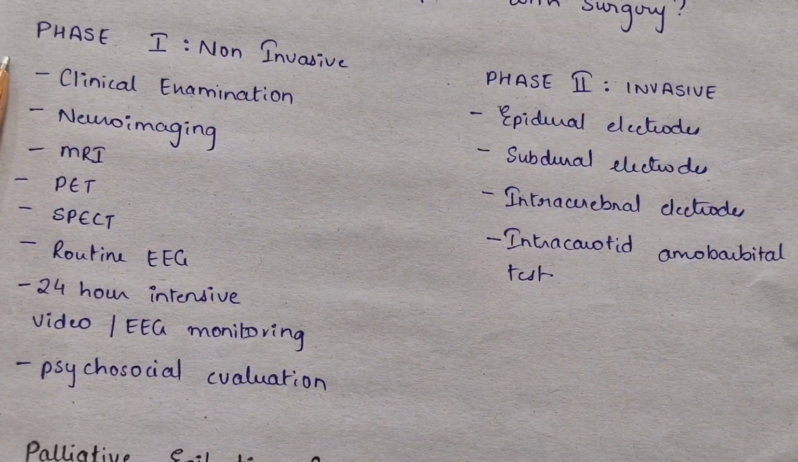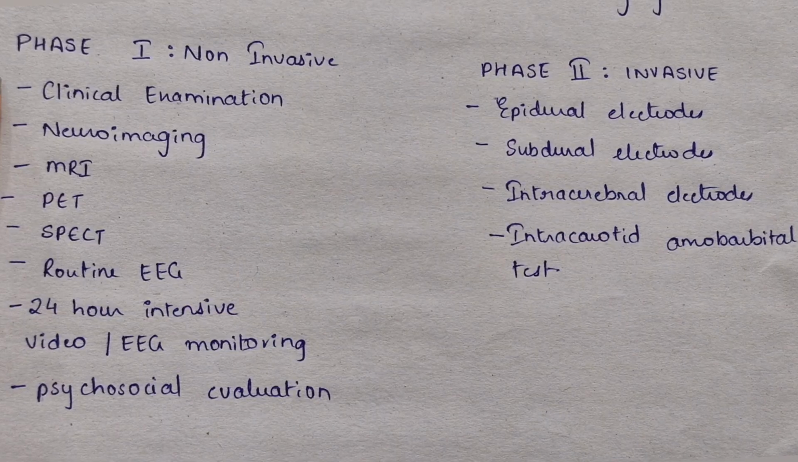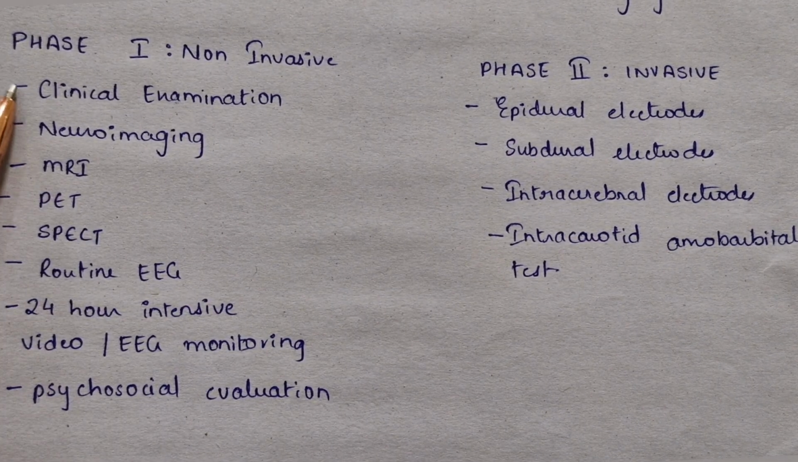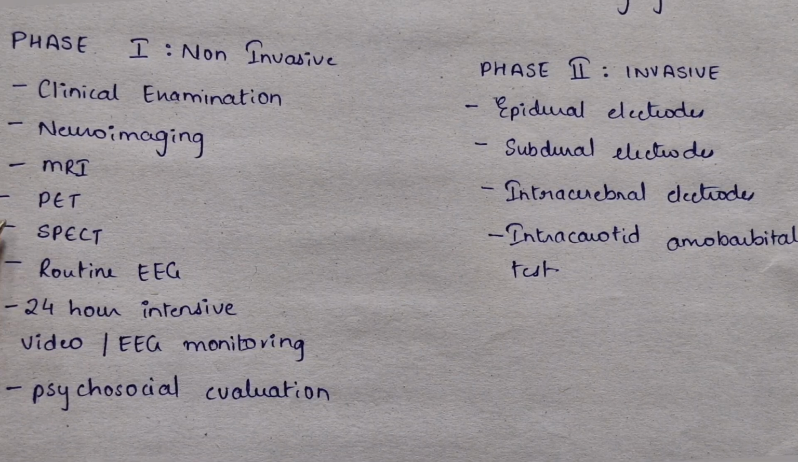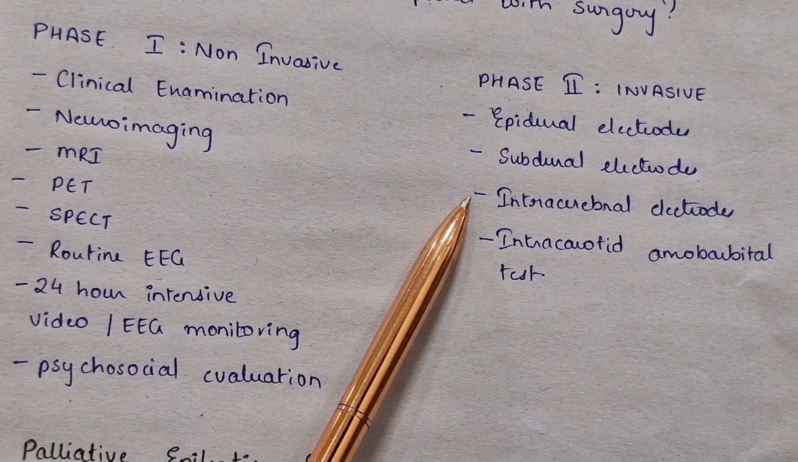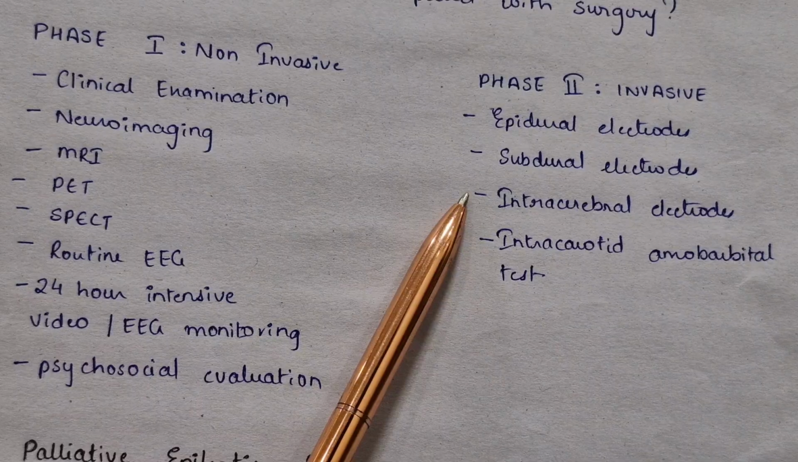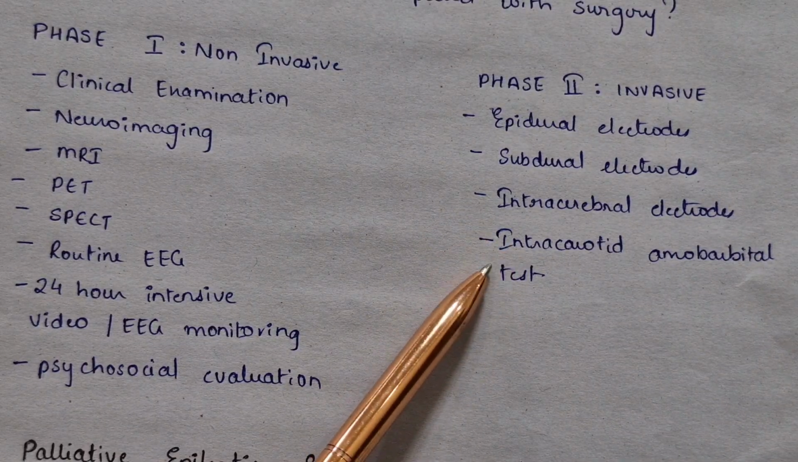We have phase 1 and phase 2. Phase 1 is non-invasive and phase 2 is invasive. Under phase 1, which is non-invasive, we have clinical examination, neuroimaging, MRI, PET, SPECT, routine EEG, 24-hour intensive video EEG monitoring, psychosocial evaluation. Under phase 2, which is invasive, we have epidural electrodes, subdural electrodes, intracerebral electrodes, and intracarotid amobarbital test.